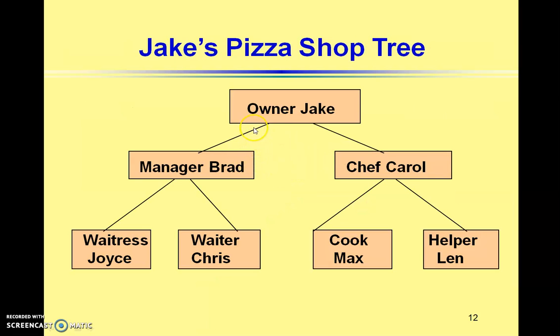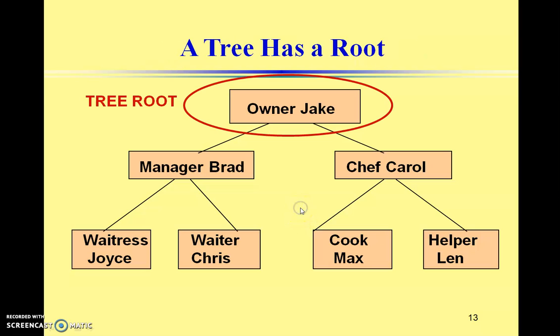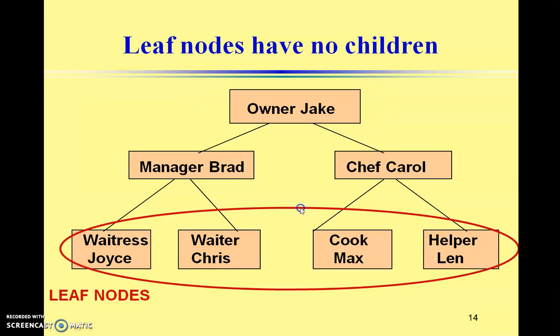So Jake's Pizza Shop is a tree. The owner Jake, then the next in command is the manager Brad and the chef Carol. Under Brad are the two waitresses, waitress and waiter. And Chef Carol has a cook and a helper, Max and Len. So this is also a tree. The tree root is owner Jake.